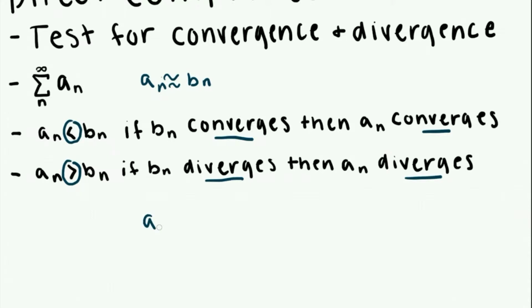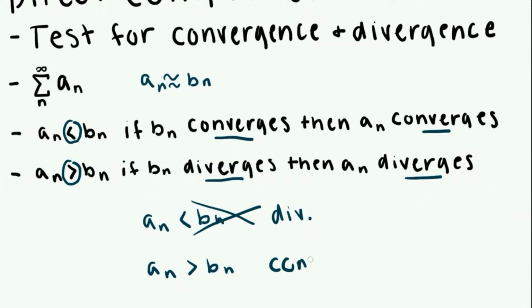But if your a of n is less than your b of n and your b of n diverges, you can't say anything, because your a of n is smaller than a divergent series, so it could converge or it could also diverge. And if your a of n is greater than your b of n and your b of n converges, you also can't say anything, because your a of n could be a little bit bigger and also converge, or it could be infinitely bigger and diverge.